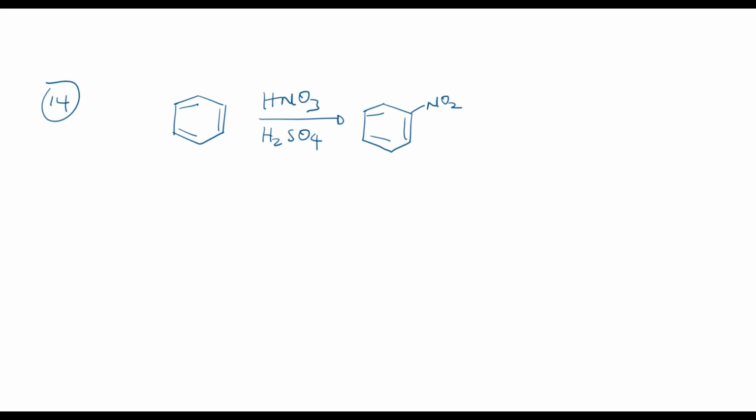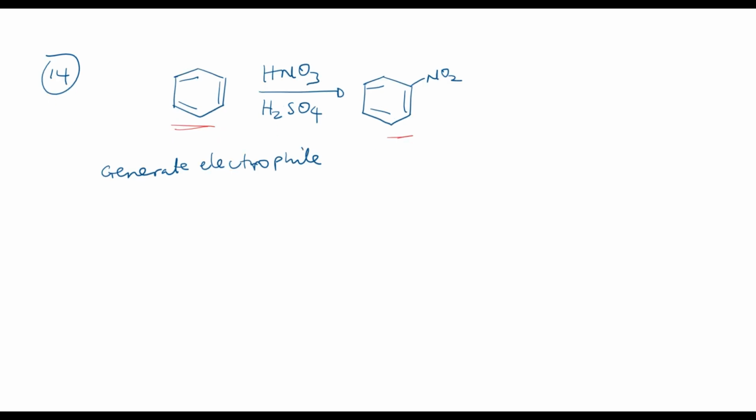We're asked to provide a mechanism showing how the benzene will be converted to a nitrobenzene. Now, this is an EAS reaction. So there are two parts to drawing the mechanism of this reaction. The first part will be to generate your electrophile, and the second part will be the reaction of the electrophile with the benzene. So the nitric acid is reacting with sulfuric acid.